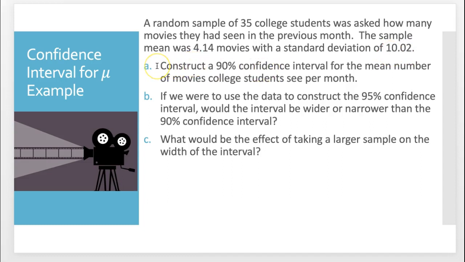So what we want to do here is construct a 90% confidence interval for the mean number of movies college students see per month. And we also want to know how our confidence interval will change if we did a 95% versus a 90%? Everything remains the same, sample size, everything, but all we change is the confidence. And then we also ask, what if everything remained the same and all we did was take a larger sample size? What do you think would happen?